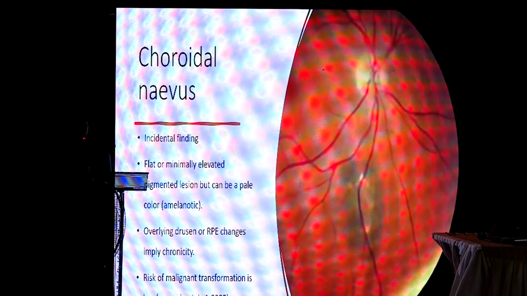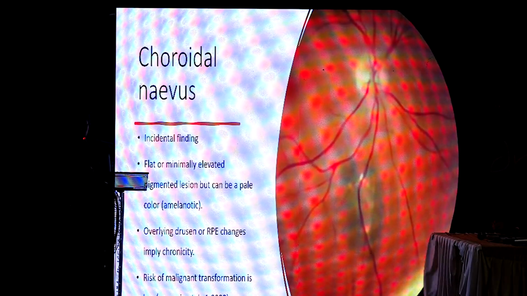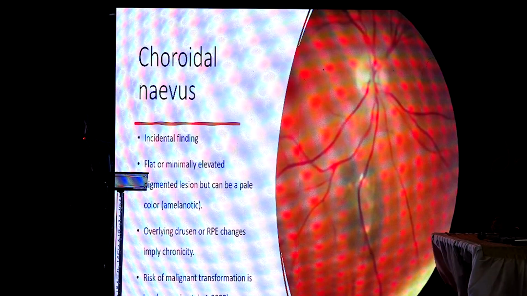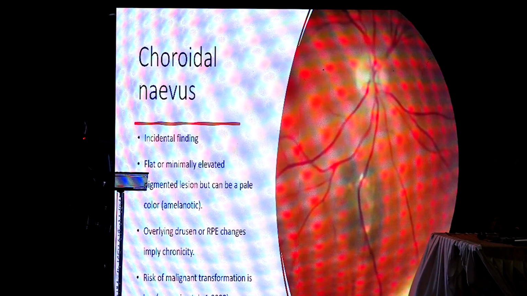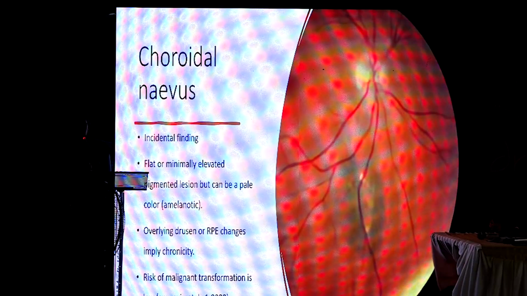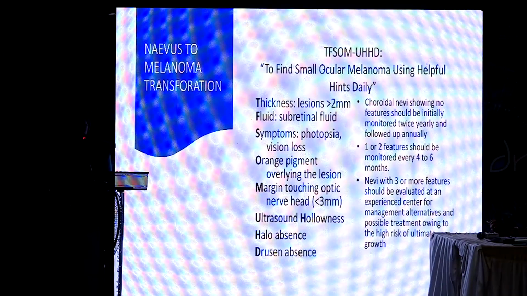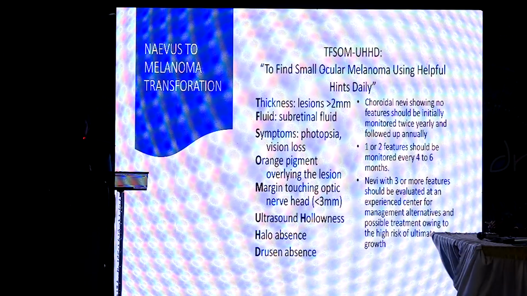Now coming to the choroidal nevus, which is actually an incidental finding, usually presents as flat or minimally elevated pigmented lesion. It can be amelanotic also. Overlying drusen or RPE changes implies the chronicity of the lesion, and the risk for malignant transformation is very rare in case of nevus. How can we identify the malignant transformation?